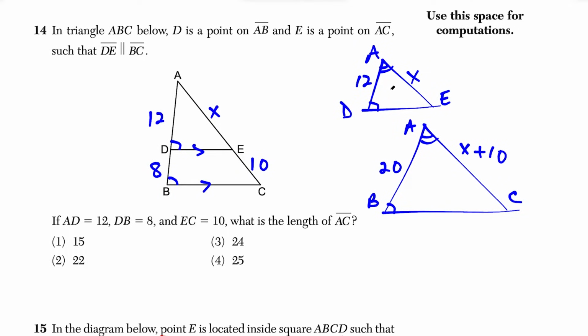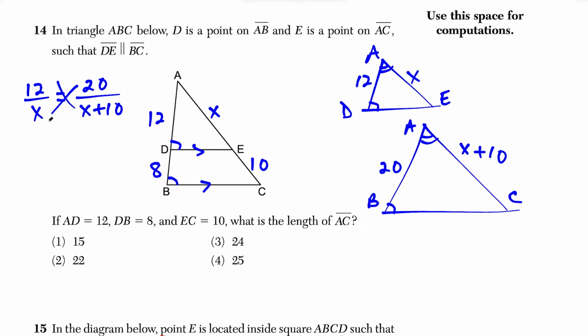So now we could set up a proportion on this part of the paper over here. We're going to have 12 over X. There's a few ways I could set this up, but I'm just going to compare the left side to the right side. And in this big triangle, I'm going to set up the same ratio. I'm going to compare the left side to the right side. So I'm going to have 20 over X plus 10. Now we have a valid proportion, and we could solve for X by cross multiplying.